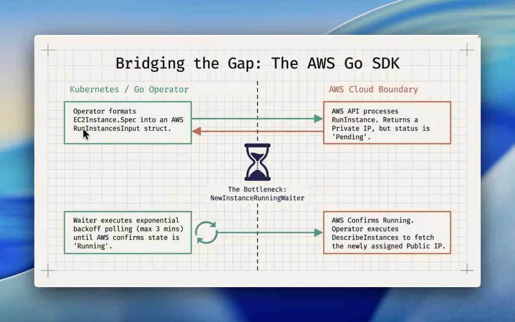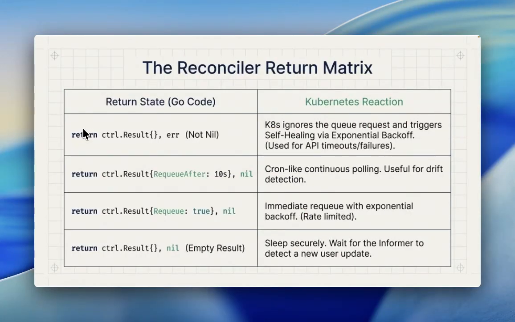Bridging the gap, the AWS Go SDK. You have a Kubernetes and a Go operator. The operator formats the EC2 instance spec into an AWS RunInstancesInput struct. Then you have the AWS cloud boundary, where the AWS API processes RunInstances and returns a private IP, but the status is pending. The bottleneck, the new instance running waiter. The waiter executes exponential backoff polling, max 3 minutes, until AWS confirms the state is running. When AWS confirms running, the operator executes DescribeInstances to fetch the newly assigned public IP.